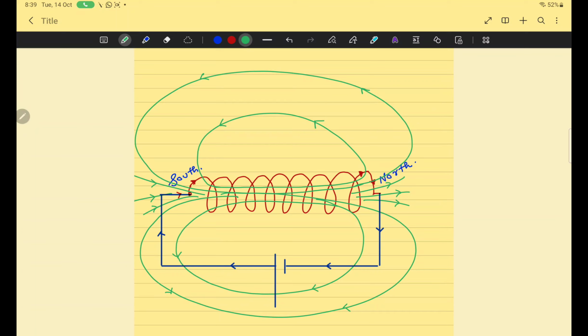And I hope that just after my class you should draw a magnetic field around a solenoid at least once.